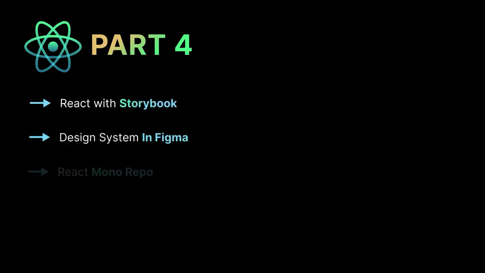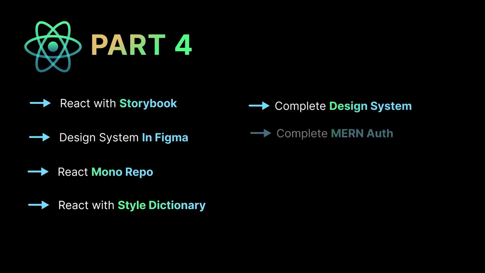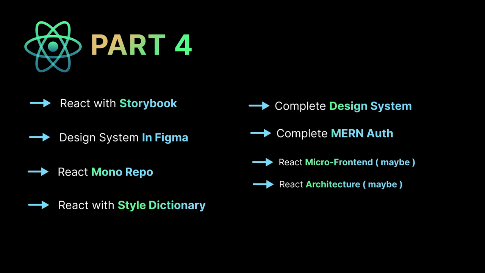And now in the next part, part 4, which will be coming next month, we are going to be covering React with Storybook, React Design System in Figma, React Monorepos, React with Style Dictionary. We are also going to be building a complete design system, and a complete MERN authentication flow. And maybe we are also going to be covering micro frontends and also React architecture. If we combine part 4, there's going to be 20 hours of content, and then we would be able to complete the React.js complete series.